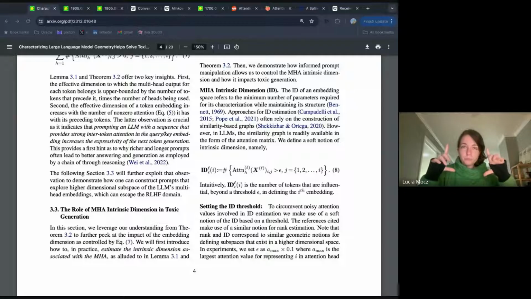Okay, so you take your ith vector, like the ith word in the sequence. You then measure the distance to all the previous vectors, and itself with it. This distance that you measure is with respect to the attention head. The intrinsic dimension is going to count whenever this distance is larger than a certain threshold epsilon.